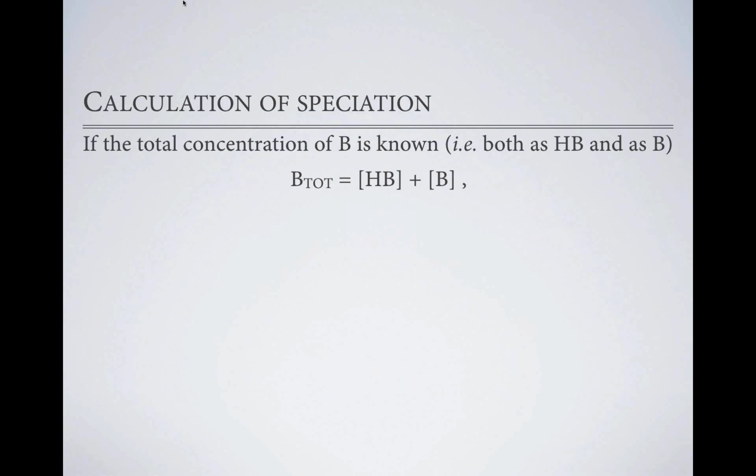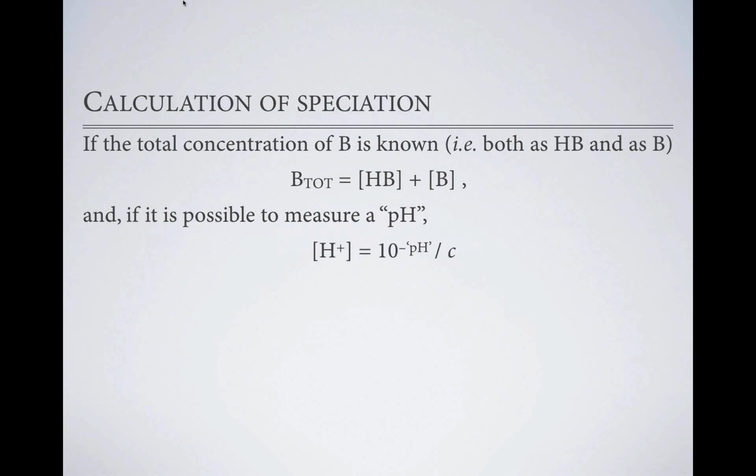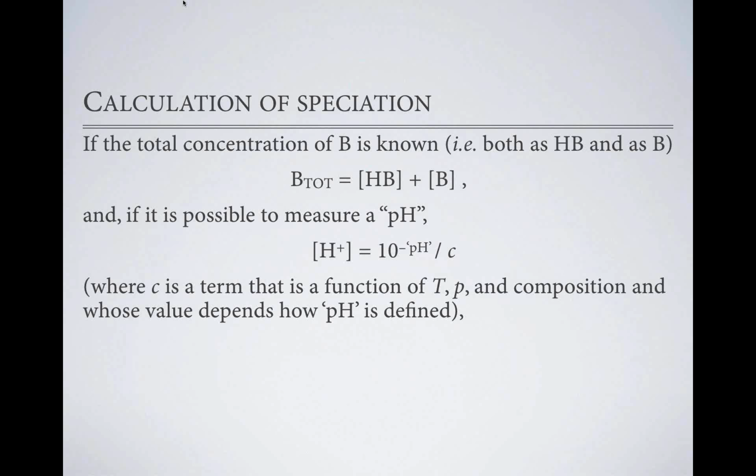Now, if you're going to use an equilibrium constant, you are looking to calculate how much is present as an acid, how much is present as a base. So if you know the total concentration, and you can measure a pH, and here I've written it as a hydrogen ion concentration is 10 to the minus pH divided by some arbitrary constant C. C itself is a function of temperature, pressure, composition, and it depends how pH is defined.